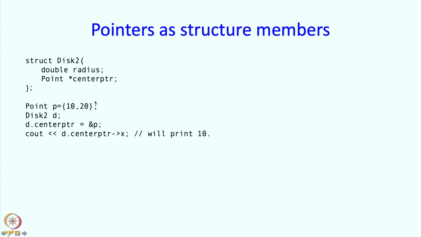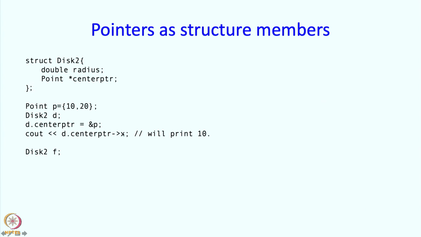Now, I want to print the x coordinate of the center of this disk D. So, how do I get to that? I get to D dot center PTR, which gives me a pointer to the point which is the center. And since this is a pointer and I want the x member of it, I write arrow x.